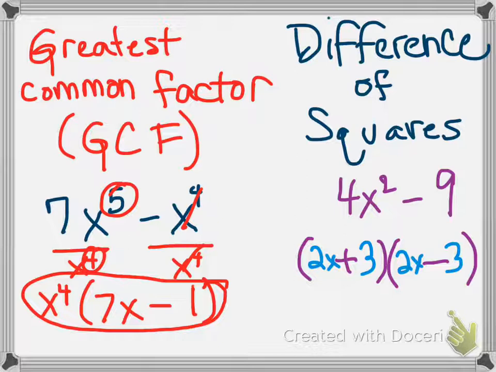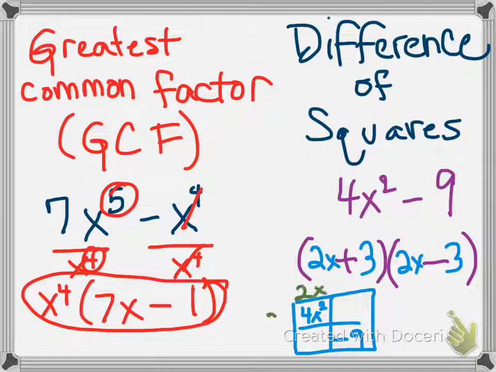Some people like to do this with the box method. When they see a binomial, they'll say, all right, if I have 4x squared and a negative 9 in my box, what could have created that? And they'll say, well, this has to be 2x times 2x is 4x squared, and negative 3 times 3 is 9. Some people like to factor it this way.